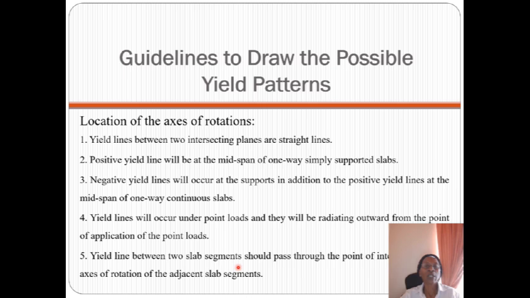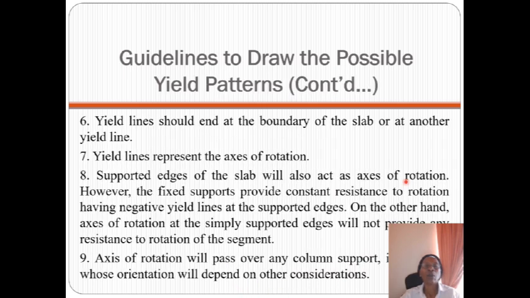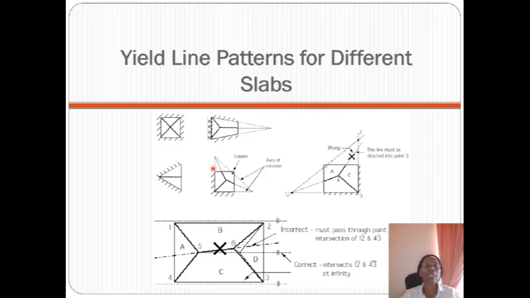Yield lines between two slab segments should pass through the point of intersection. And continuing, the yield line should end at the boundary of the slab. They should represent the axis of rotation. Supported edges of the slab will also act as axis of rotation, and the axis of rotation will pass over any column support. And this is shown in that illustration of the diagram.